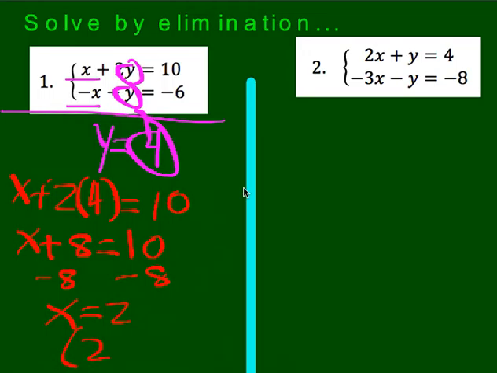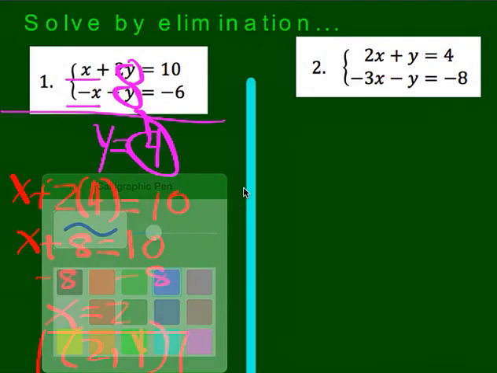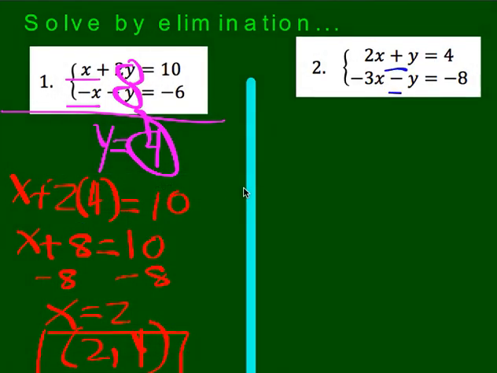So then what I need to do is I have this coordinate point (2, 4): first my x, and then my y. So taking a look now at number 2. So I have a positive and a negative y. So again, same number, opposite signs. So I can go ahead and add down the columns. So when I do that, my y's are going to cancel.